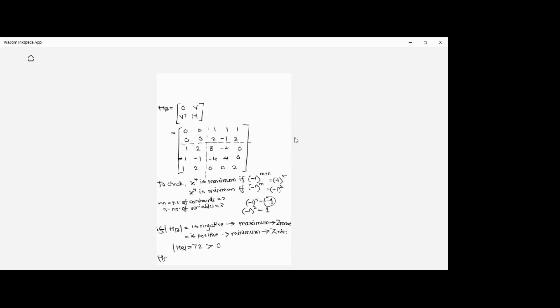Hence Z minimum value is equal to 91.12. So this finishes your numerical.